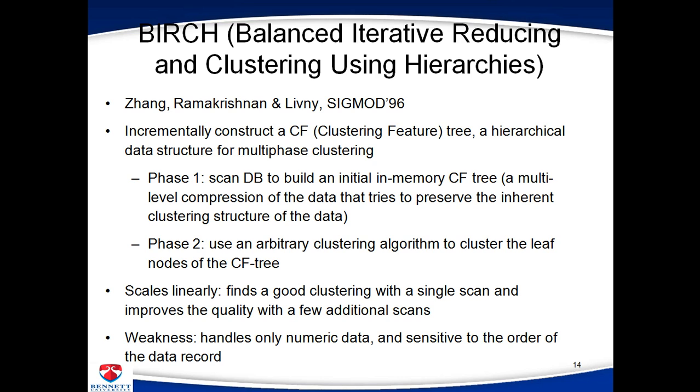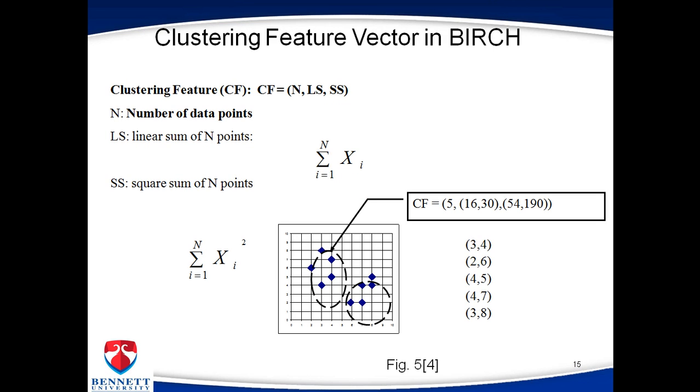In phase one, scan the DB to build an in-memory CF tree, and then next, use an arbitrary clustering algorithm to cluster the leaf nodes of the CF tree. So that is the BIRCH algorithm. There is a weakness of this algorithm: it only handles numerical data. Data other than numerical data is very hard to deal with using the BIRCH algorithm.